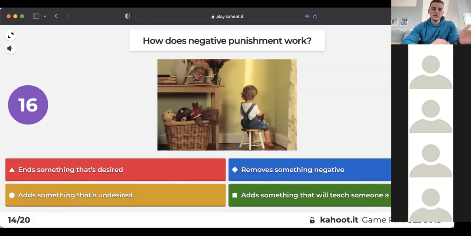All right, so I will go ahead and say that this example of negative punishment I have on this graphic is not a good one. We'll talk about why in a second.